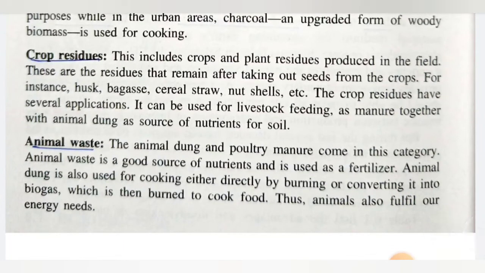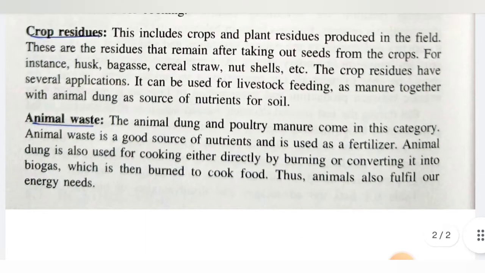Now next biomass is nothing but the crop residues. Crop residues means what? When we are cropping the seeds or doing any other agricultural activities, the remaining crop residues we can use as biomass. So let's see how we can use that crop biomass. So crop residues include the crops and plant residues produced in the field. So these are the residues that remain after taking out seeds from the crops. For instance, husks, bagasse, okay, then nut shells, etc.